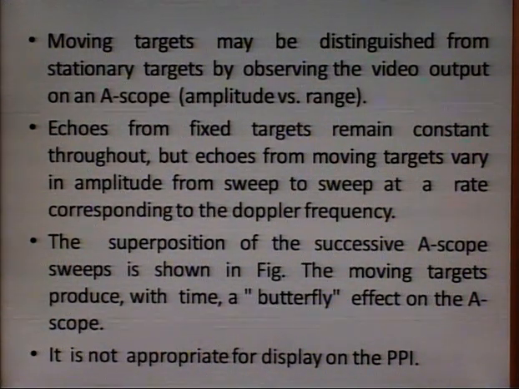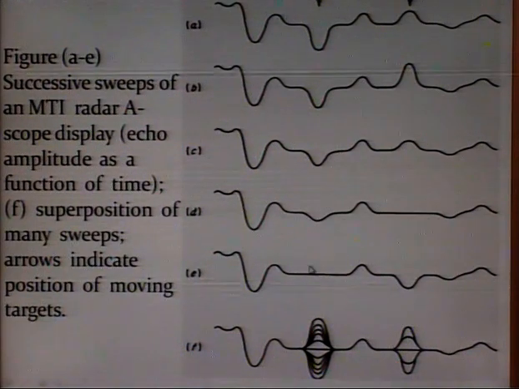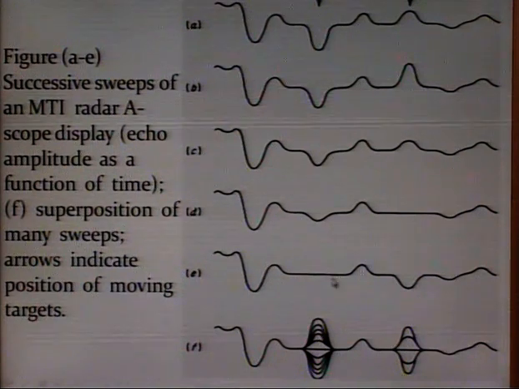It is not appropriate for display on the PPI, it can be shown on A scope only. This is the pattern. These are the various targets, but out of these targets you can see some, this is 1st, 2nd, 3rd, 4th, 5th, these are different sweeps, and it will go in the reverse pattern also.